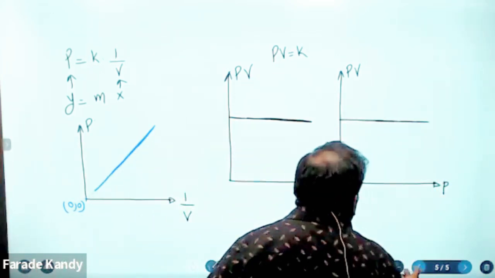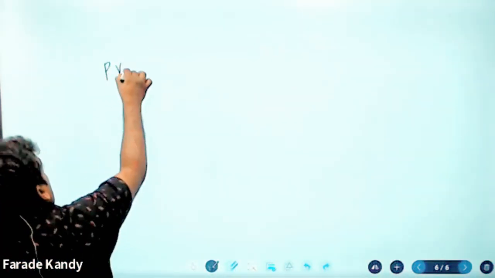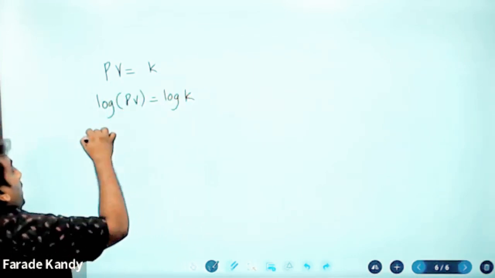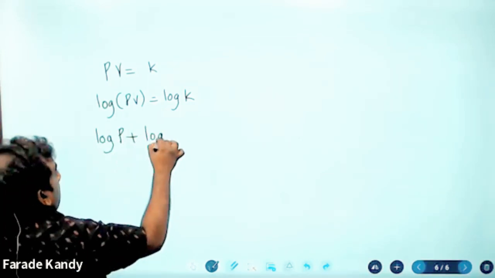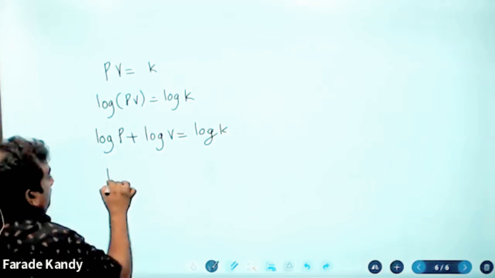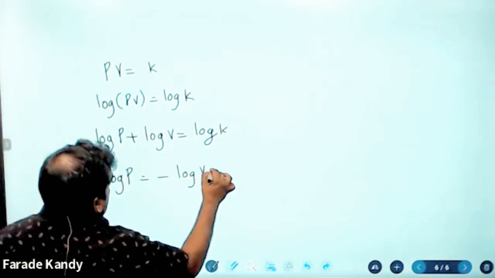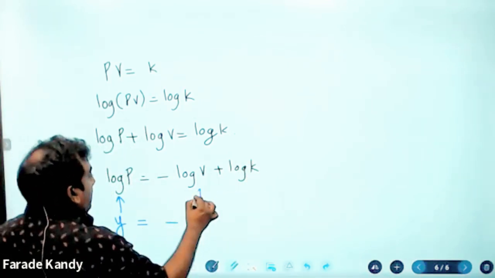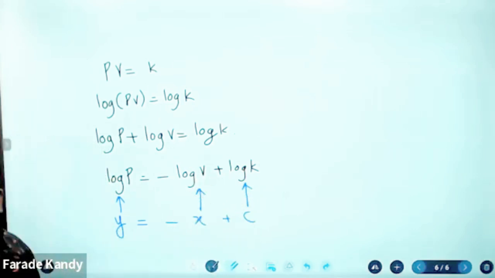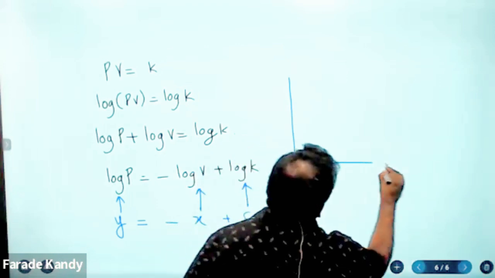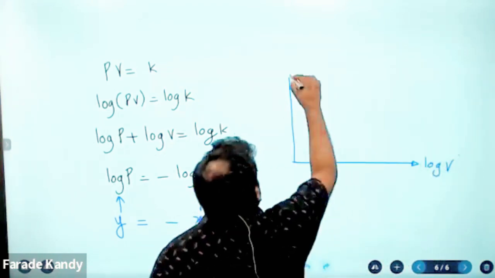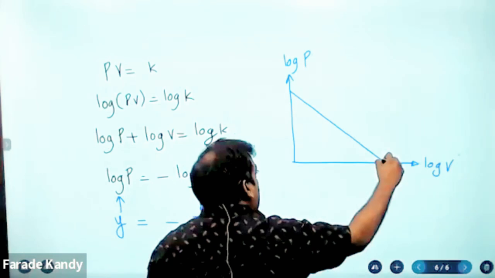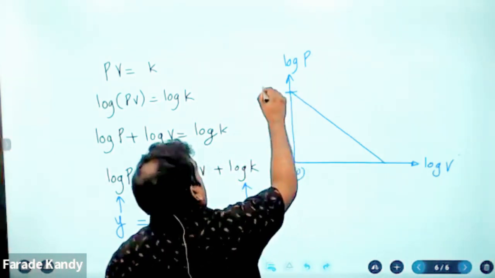Sometimes they can represent using a log graph as well. How is that? PV is equal to K, no? Take log from both sides. Multiplication means addition. From this we have log P plus log V equals log K, so log P equals minus log V plus log K. Graph is of the form Y is equal to minus X plus C. Here, log V on one axis, log P on the other, represented as Y equals minus X plus C. Graph is like this. Plus C is your intercept, that's your log K.